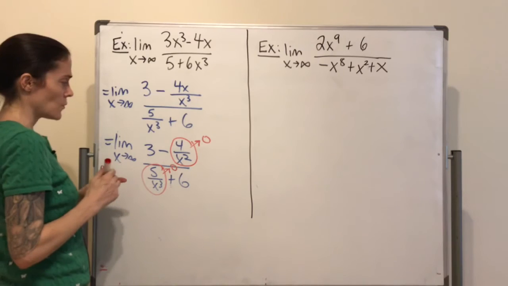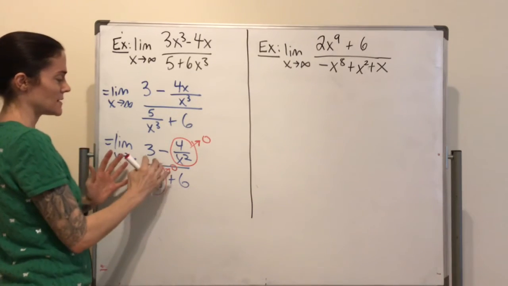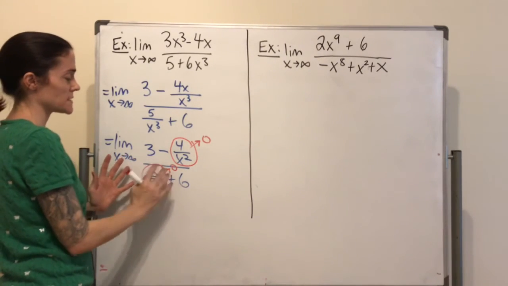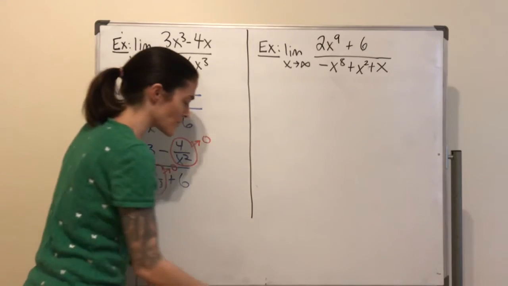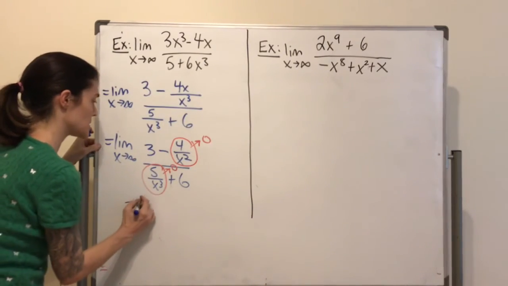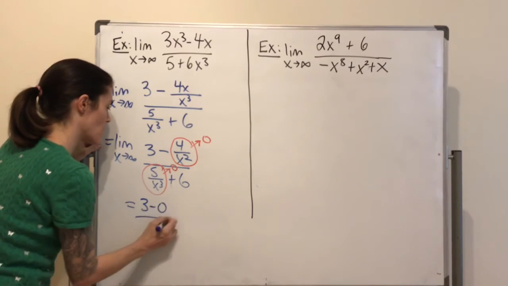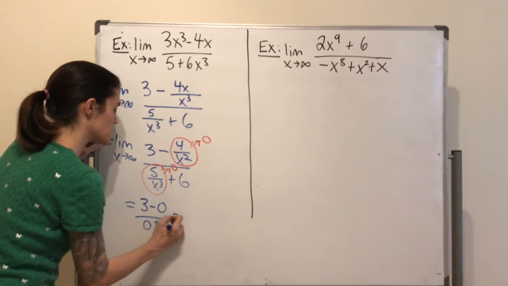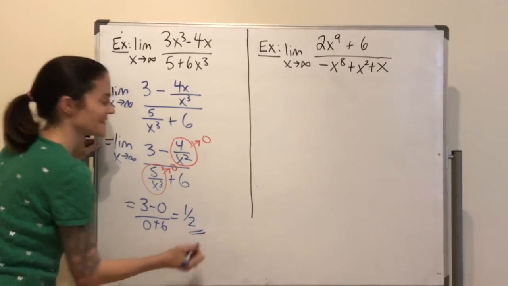And then, well, what happens? This is fixed, it goes to 3 minus 0 over 0 plus 6. Let's write this. So the limit is 3 minus 0 over 0 plus 6, which is 1/2.